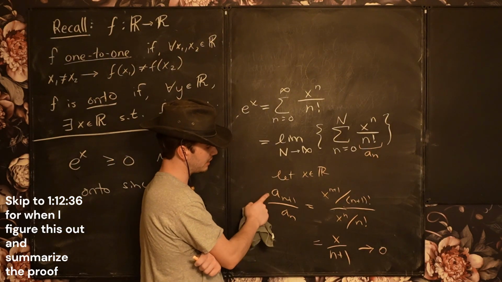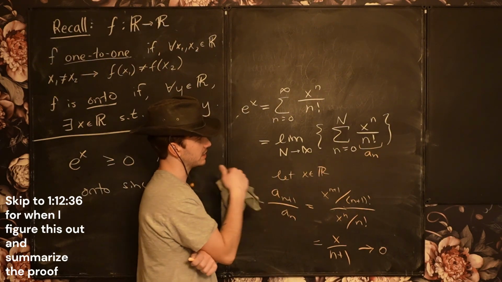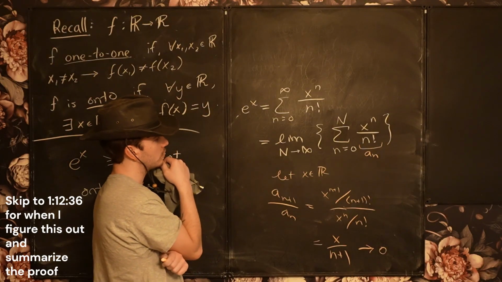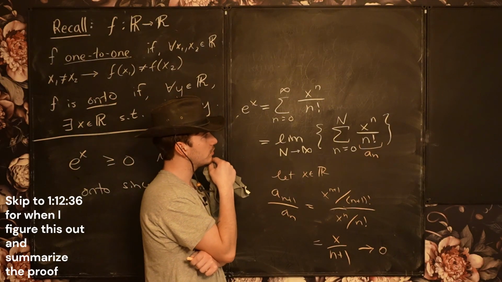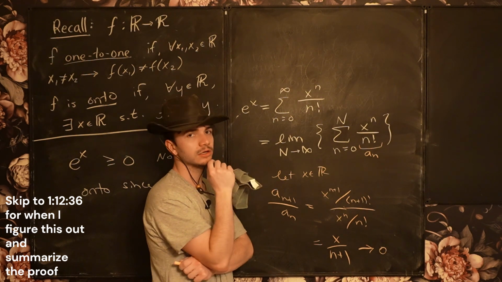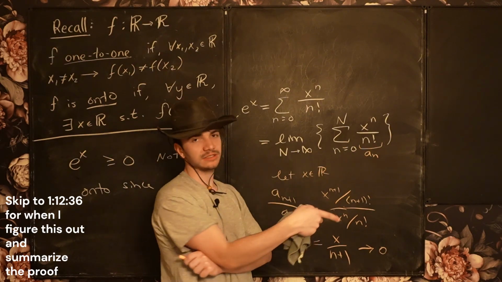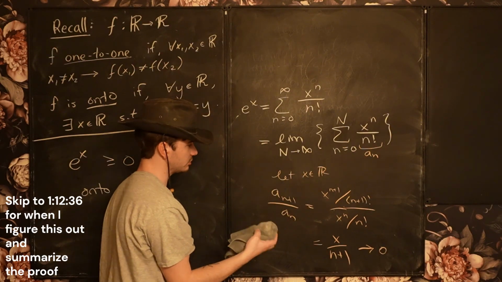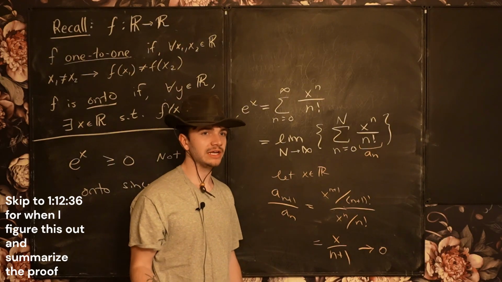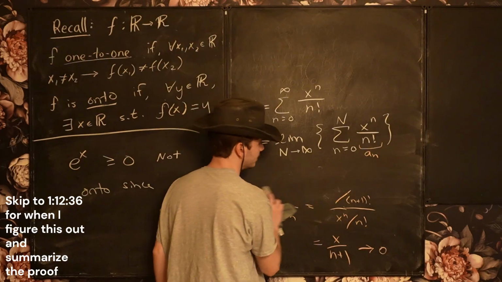We know that the ratio of a to the n plus 1 over a to the n goes to 0. So how does that mean that this limit exists? Okay, well, to show that the limit of the sequence exists, we might as well show that the sequence is Cauchy. The real numbers are complete, which means that every Cauchy sequence converges.